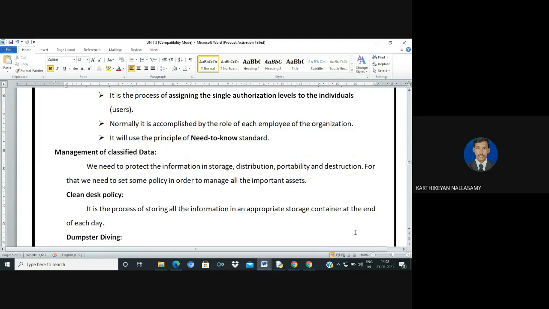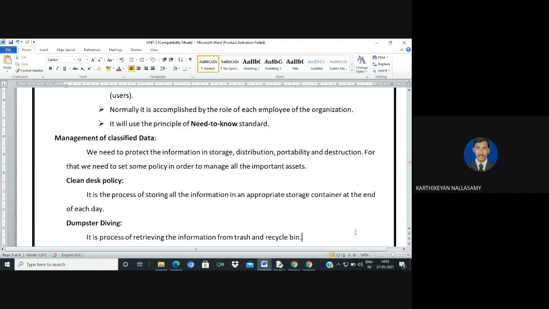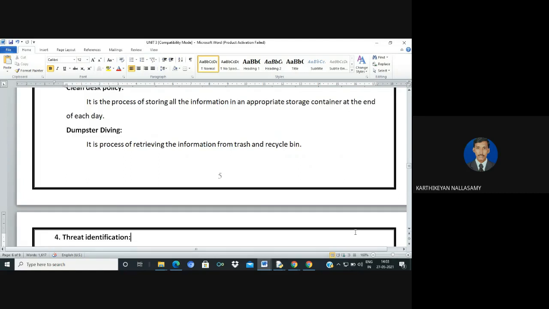In that, one procedure is called the clean desk policy. Clean desk policy means that you are going to store that information in a particular location at the end of every day. The next one is dumpster diving. Normally, dumpster diving is one of the problems, where hackers can extract information from the trash and recycle bin.